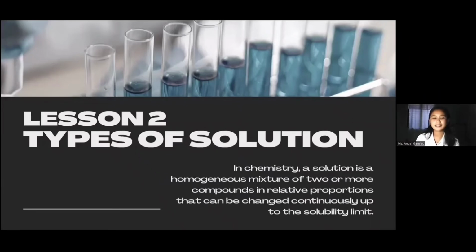As Miss Mantala said earlier, a solution is a homogeneous mixture of two or more compounds in relative proportions that can be changed continuously up to the solubility limit.